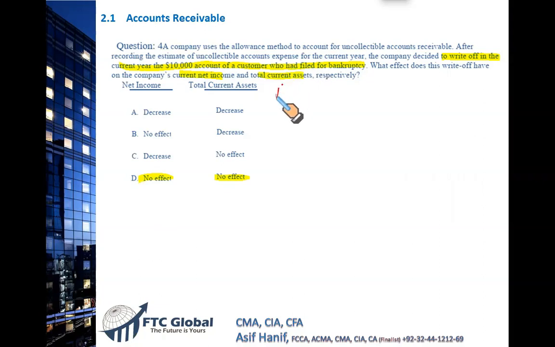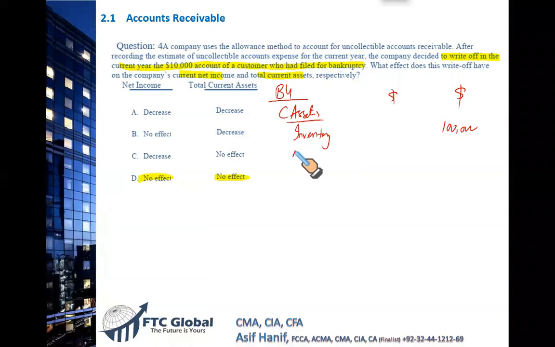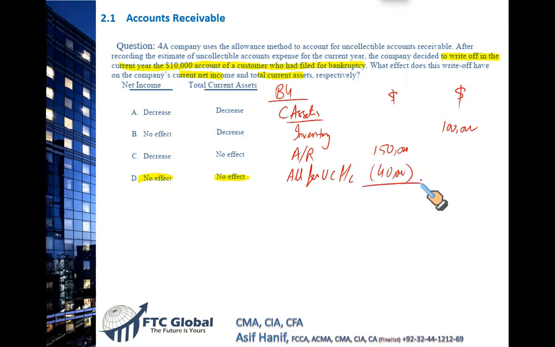Let's say first, before the write-off, I am going to write up the current asset section of the balance sheet. For the sake of simplicity, I have my inventory. These are my two columns. Please, gentlemen, pay close attention to what I'm doing. Inventory balance, let's say it's $100,000. Your accounts receivable has a total balance of $150,000. And my allowance for uncollectible accounts has a balance of, let's say, 40. This is before the write-off. So 150 less 40 gives me 110. So the total of my current assets is 210.